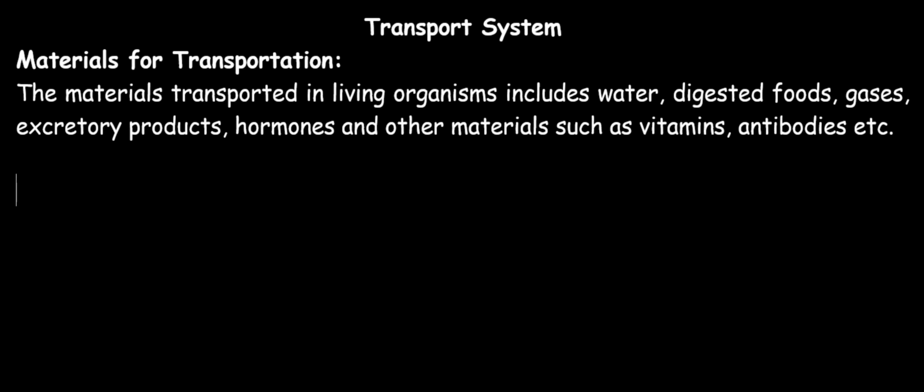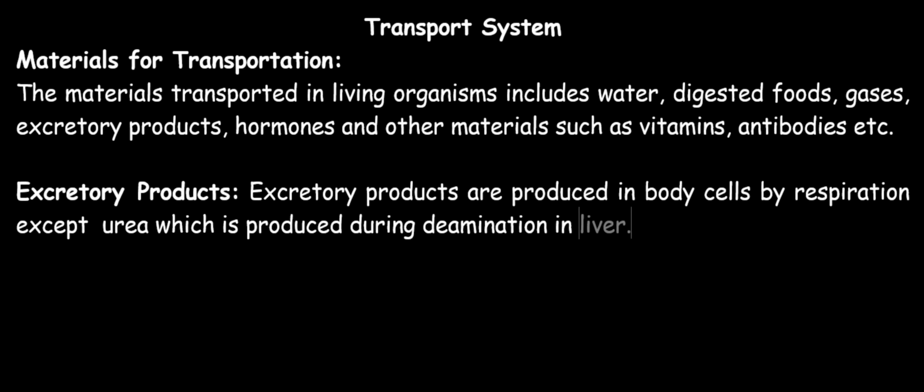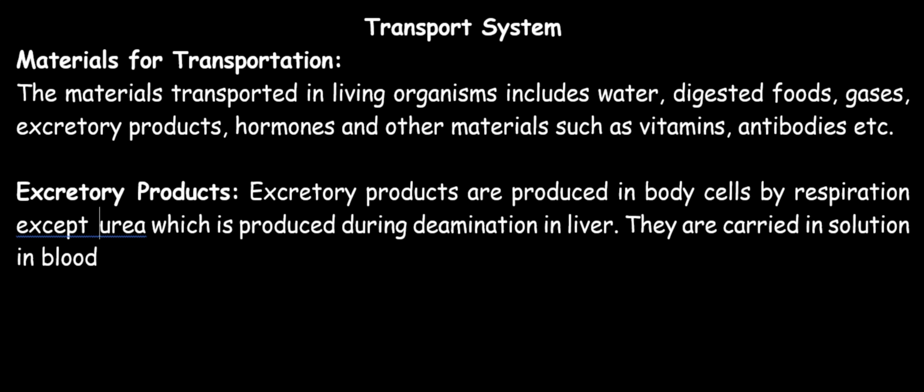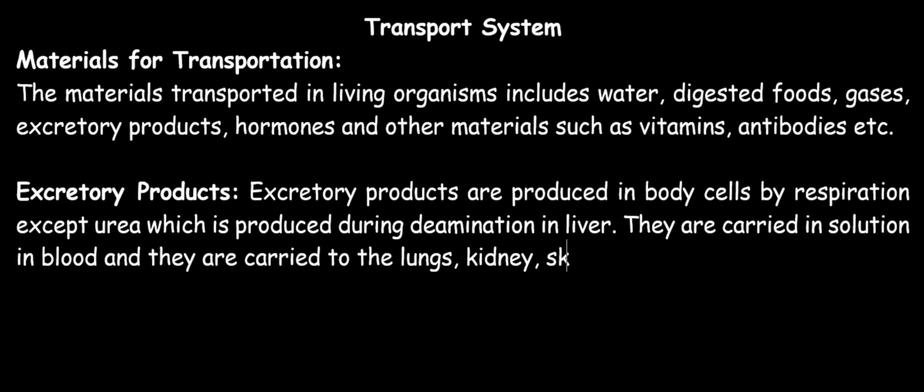First of all, let's look at the excretory products. Excretory products are produced in body cells by respiration, except urine, which is produced during deamination in the liver. After they are produced, they are carried in solution in the blood to different organs such as the lungs. They can be carried to the kidney, to the skin, and also to the liver.